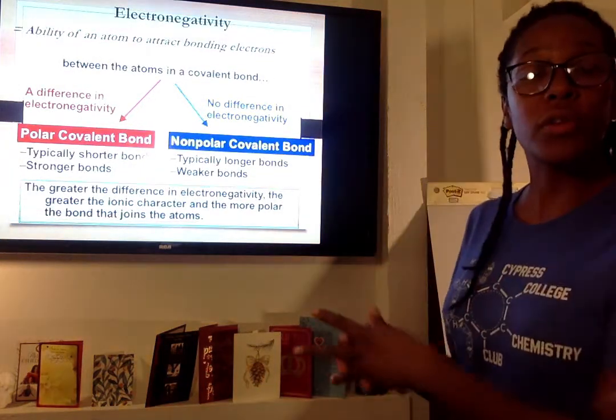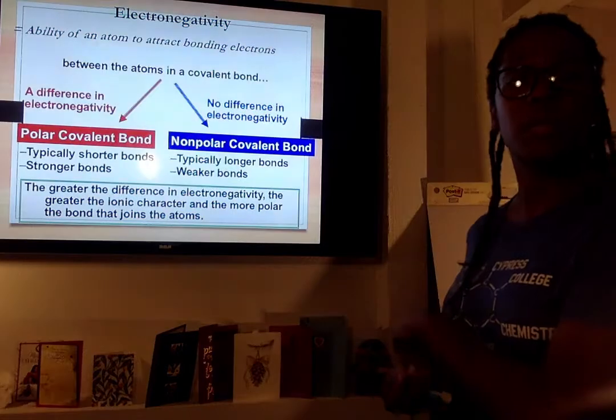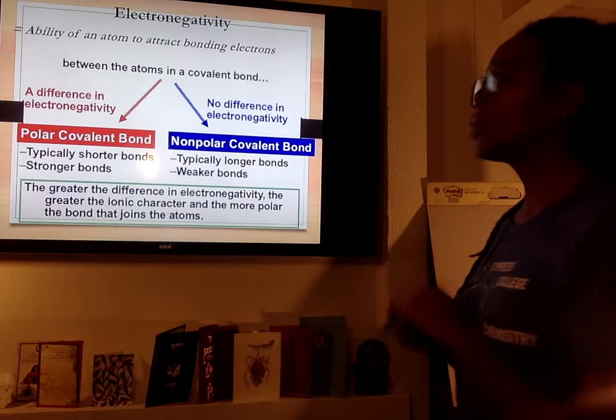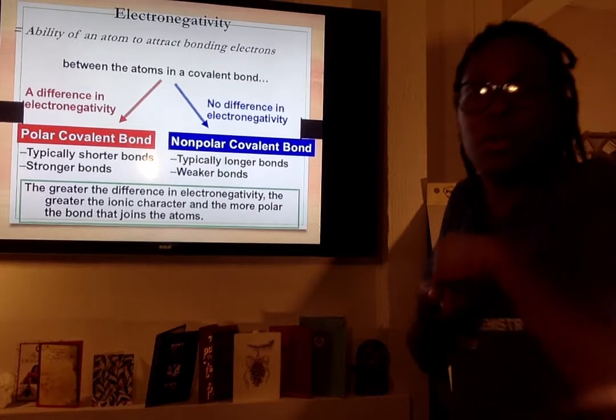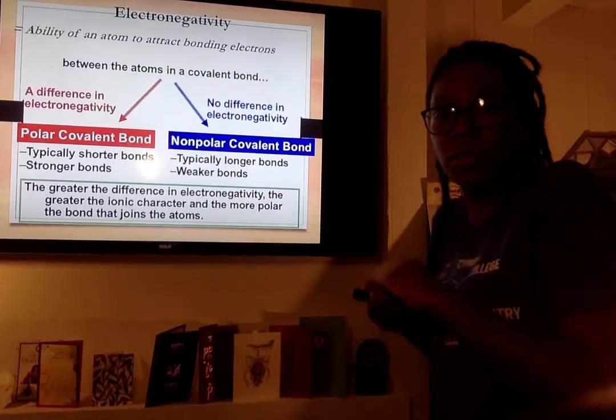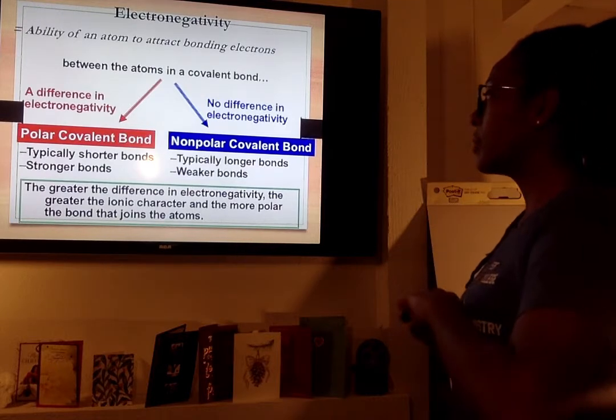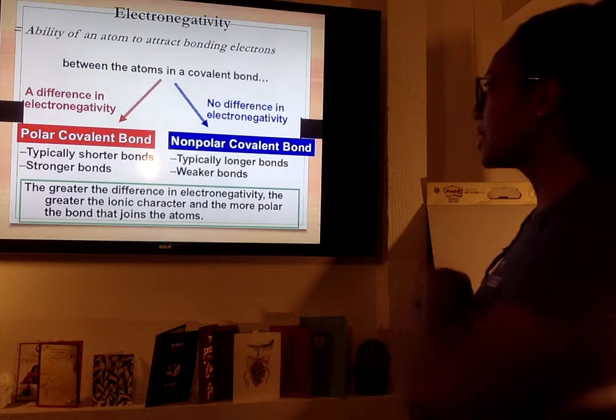Because it's polar, there's going to be a pull, so there's going to be an unequal sharing. Those typically tend to be shorter and stronger bonds, which makes sense. There's something pulling, so it's going to be a little bit stronger. It's going to be tighter, so it's going to be a stronger bond. It's going to be shorter because it's so tight.